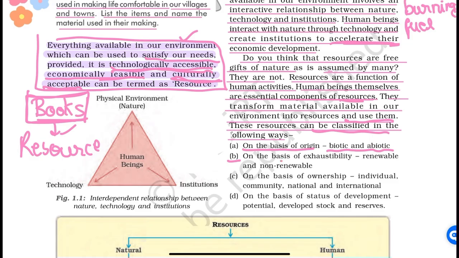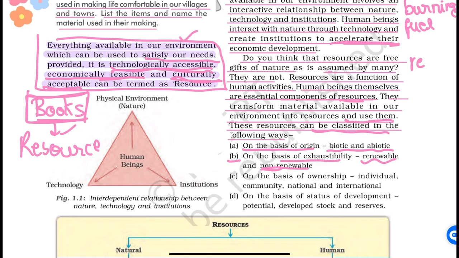Second, on the basis of exhaustibility, they are limited or unlimited in nature: renewable and non-renewable. Renewable are unlimited in nature and non-renewable are limited in nature. How can you remember this?